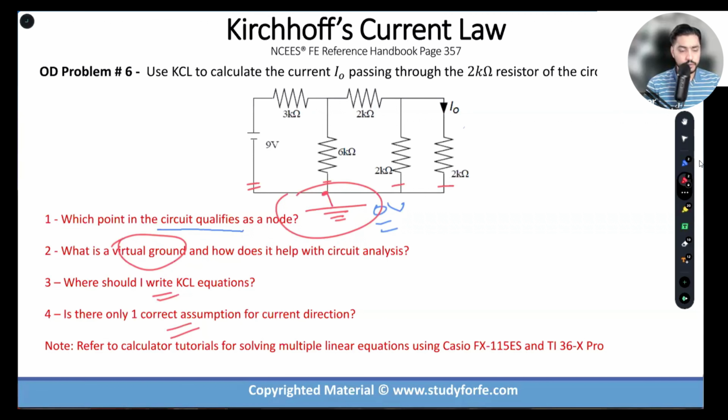No. You can assume anything. You can assume any direction for current as long as your assumptions are consistent with the equations that you write. Okay? What is the worst case scenario if your assumption was wrong? What are you going to end up with? When you analyze the entire circuit and you realize your current direction was actually wrong, what is the worst thing that can happen?